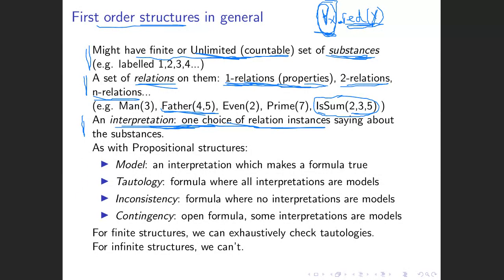Just as with the propositional structures we saw, the Boolean algebra structures, we can define a model to be any interpretation which makes a formula come out true rather than false. So the physical reality where there's a car and there's an apple inside it, that world is a model for the sentence "the apple is in the car," because it's an interpretation which assigns a value of true to the formula. If you choose a world where the apple is not in the car, that is an interpretation, but it is not a model because the formula comes out false under that interpretation. A tautology is a formula where every interpretation is a model.